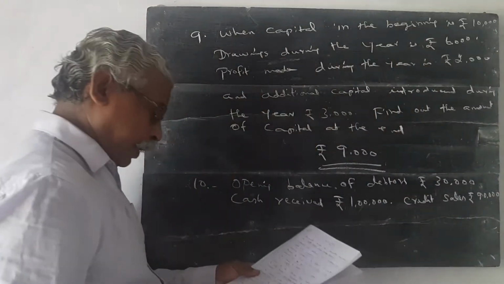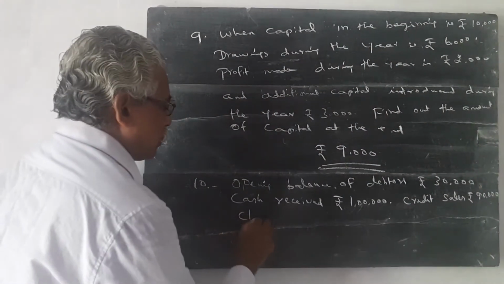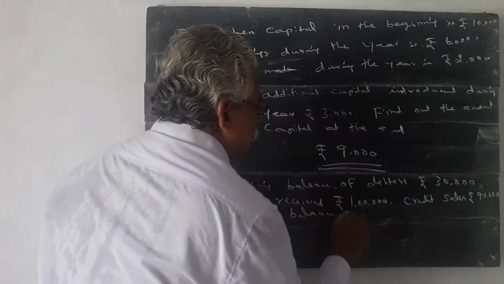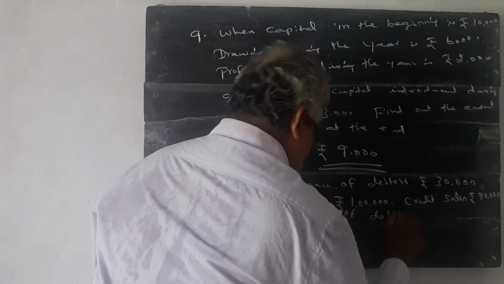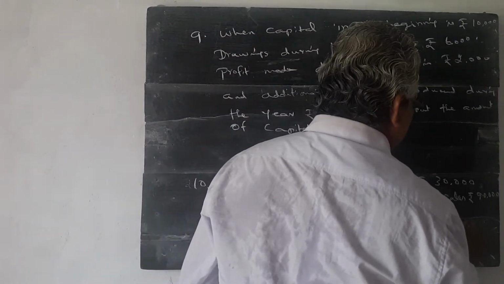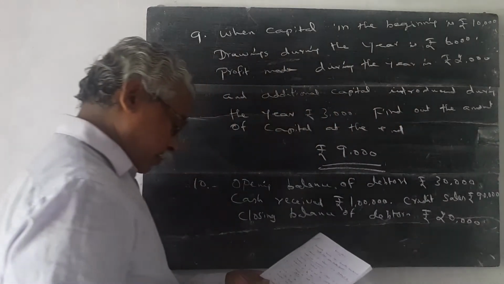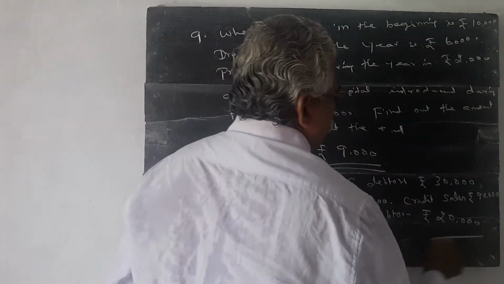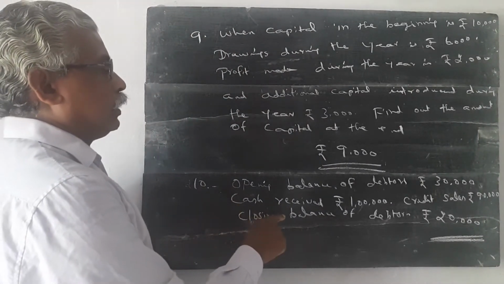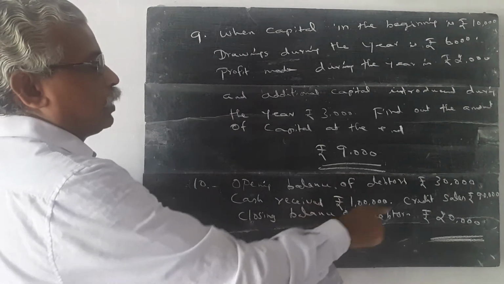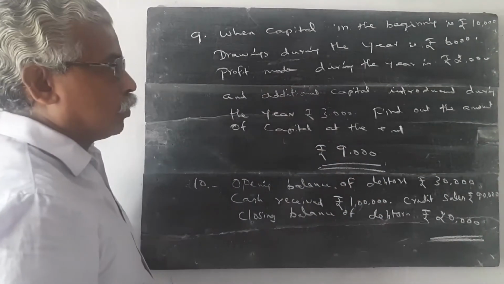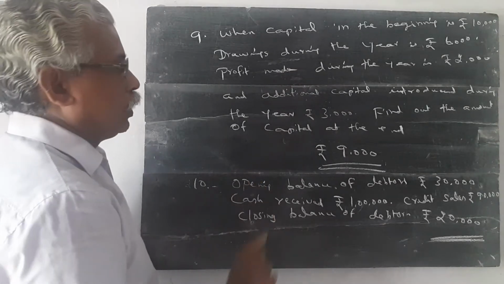Credit sales rupees 90,000. Closing balance of debtors rupees 20,000. Rupees 20,000 is the answer. Opening balance is given, cash received is given, credit sales is given, the balance is 20,000. These three questions are theory questions: 64,000, 9,000 and 20,000.